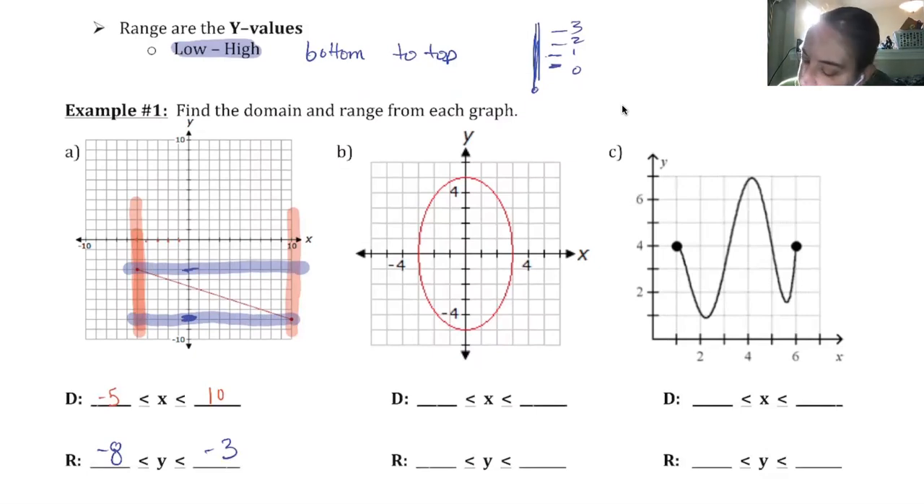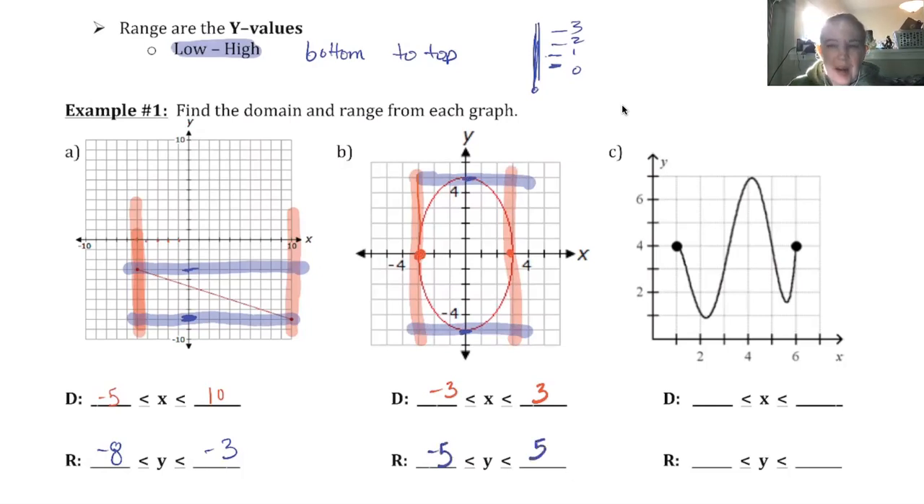Domain, left and right. So draw in those lines. Let's do highlighter. So here we go, all the way left, all the way right. I'm going to highlight my range while we're at it. Bottom and top. So domain right here, -3 to 3. And your range is a -5 to a +5. There you go. Basically, you're kind of measuring it. How wide and how tall is it?